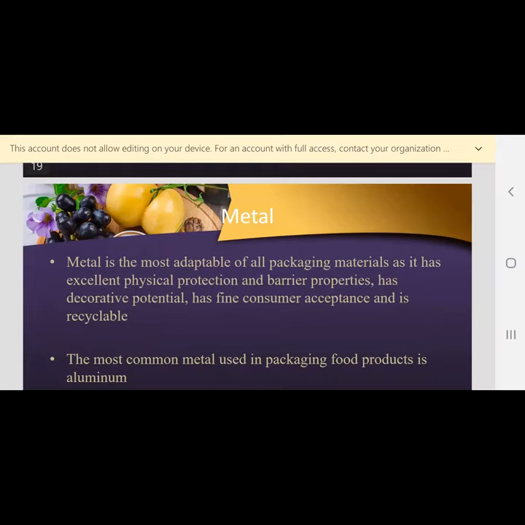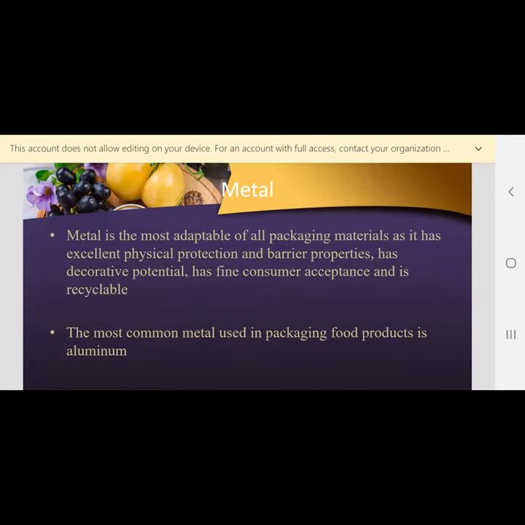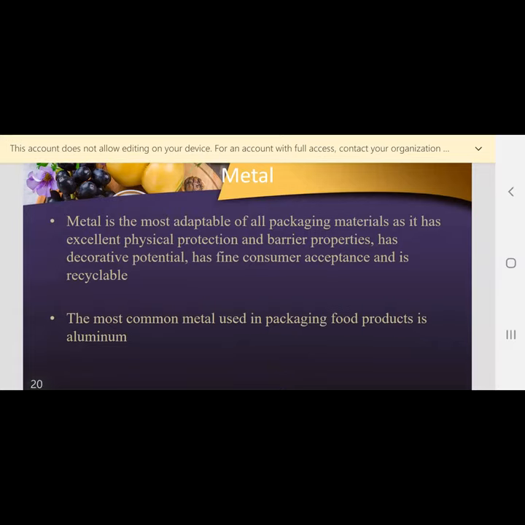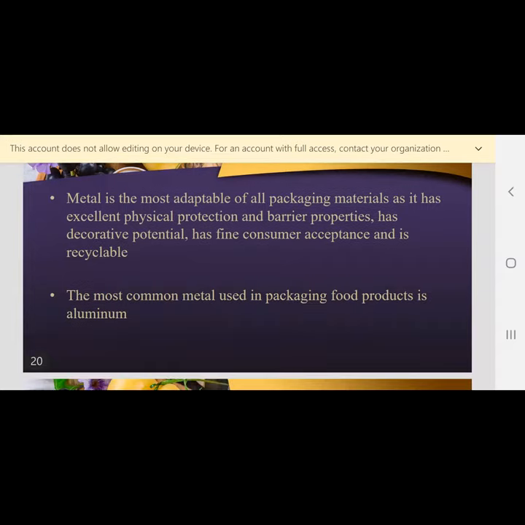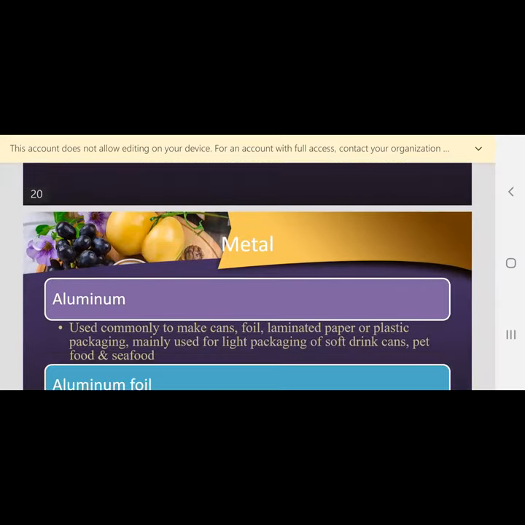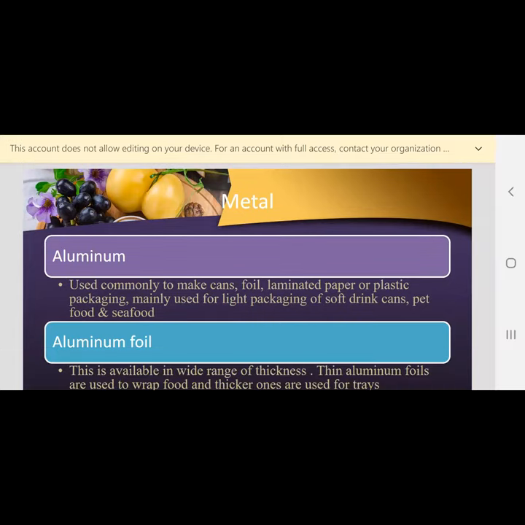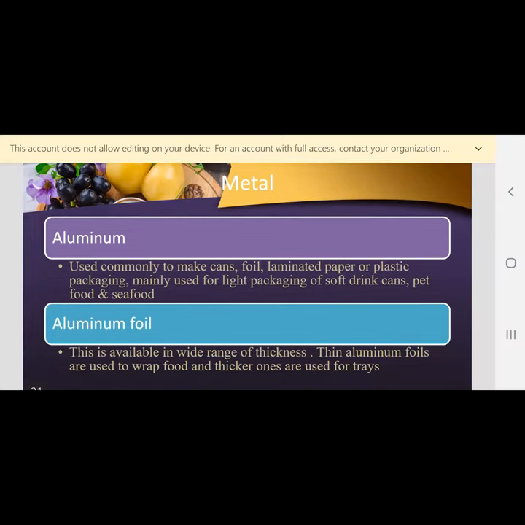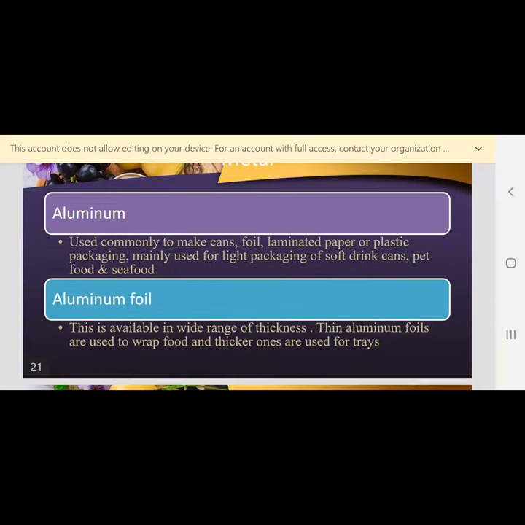Okay, next comes metal. Metal is a very acceptable and adaptable packaging material to all of us because it basically gives very good strength to the packaging. The most common metal packaging, we all know, is aluminium. So what is aluminium in food packaging as a metal? Used commonly to make cans, foil, and laminated paper and plastic packaging, mainly used for light packing, soft drink cans, pet food, and seafood.